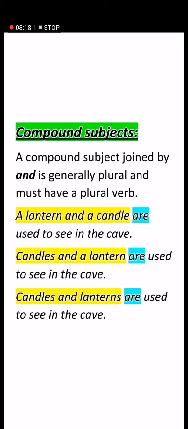A lantern and a candle are used to see in the cave. Candles and a lantern are used to see in the cave. Candles and lanterns are used to see in the cave. So in all cases, we use the plural form of the verb, which is are.